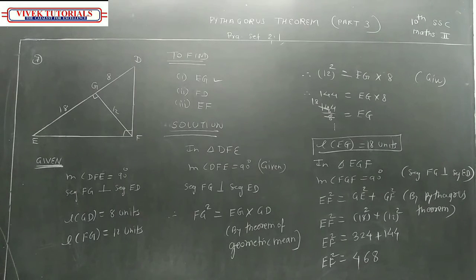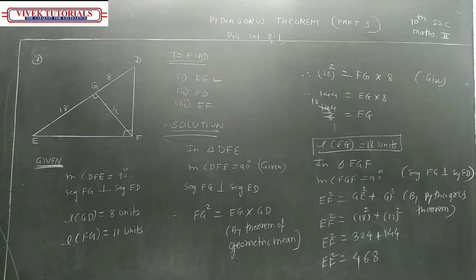Now, in triangle DGF, measure of angle DGF is equal to 90 degrees. Here we can write segment FG is perpendicular to ED. Now I would apply the Pythagoras theorem. So DF square is equal to DG square plus GF square, by Pythagoras theorem.